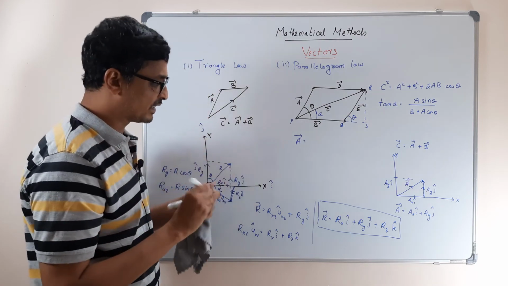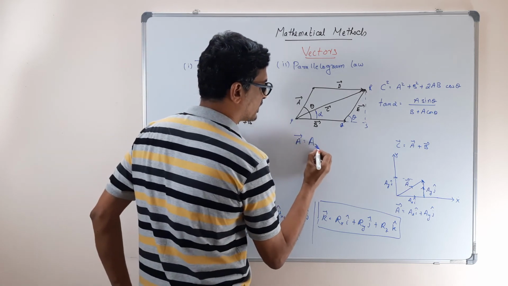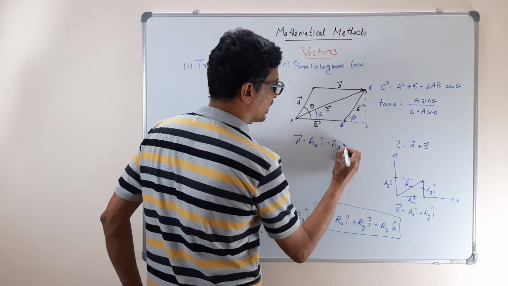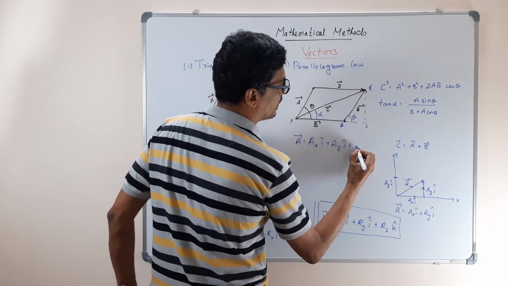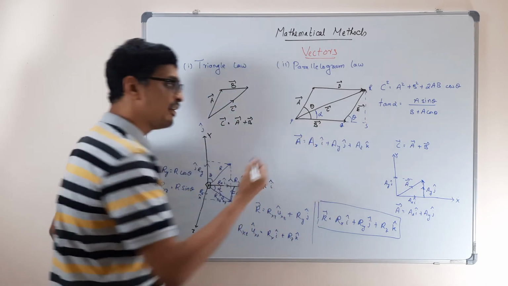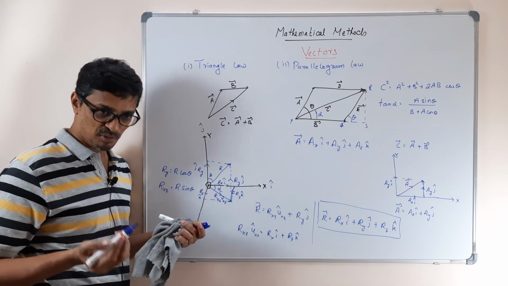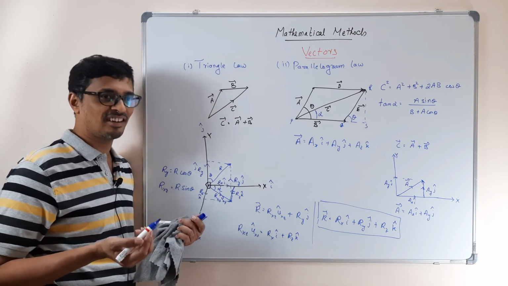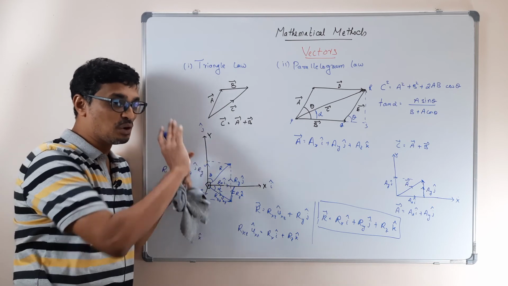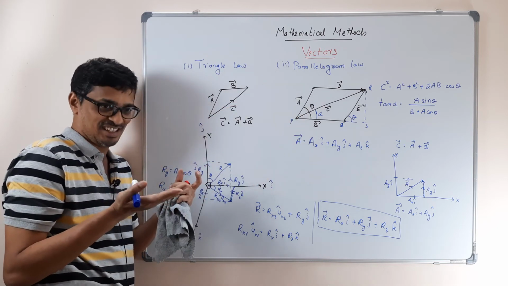So any vector A can be resolved into Ax i cap plus Ay j cap plus Az k cap. And this A vector can be any vector. It can be a force, it can be velocity, it can be acceleration. Remember that. So here, in the whole calculations, we are not bothered about what the physical quantity is.